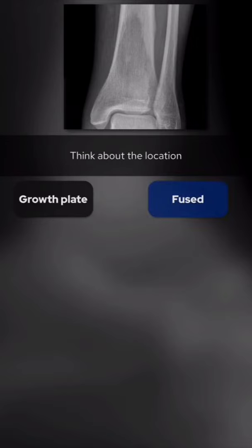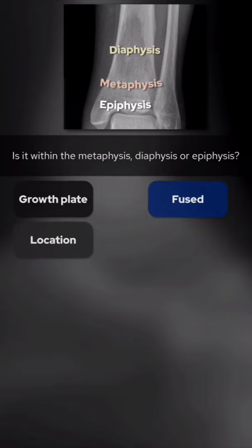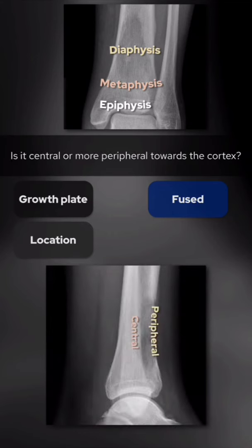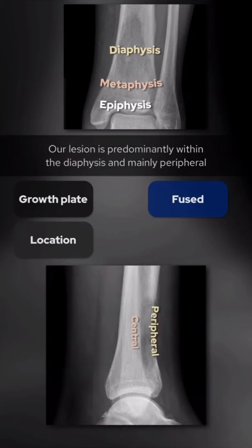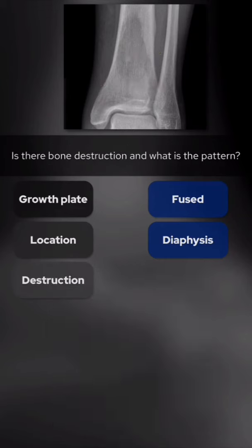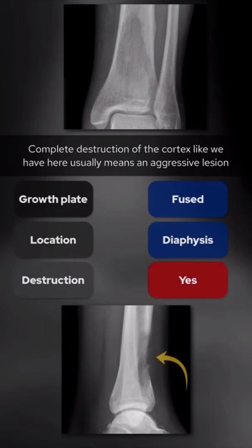Think about the location. Is it within the metaphysis, diaphysis, or epiphysis? Is it central or more peripheral towards the cortex? Our lesion is predominantly within the diaphysis and mainly peripheral. Is there bone destruction, and what is the pattern? Complete destruction of the cortex like we have here usually means an aggressive lesion.